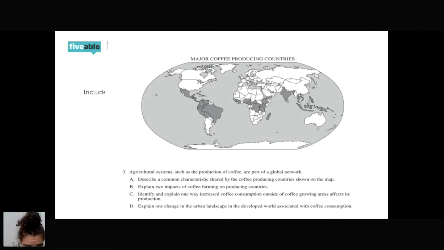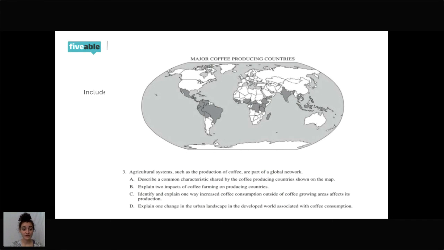So explain one change in the urban landscape in the developed world. So developed world associated with the coffee consumption. Guys, make sure to read the question very well. Like these keywords, developed countries, right? Developed countries, that's a keyword, right? They basically want you to talk about specific things.